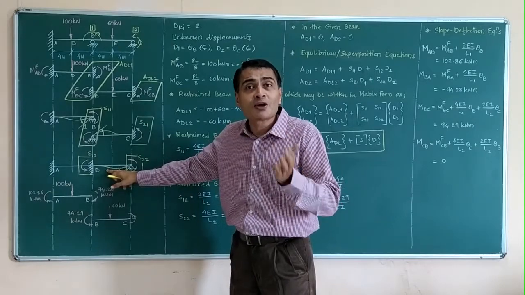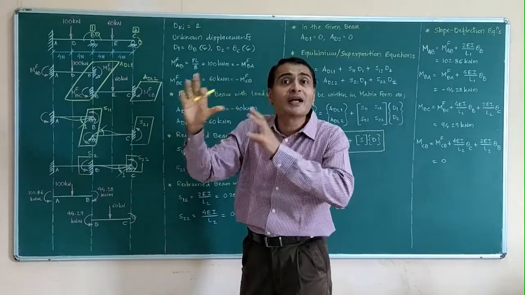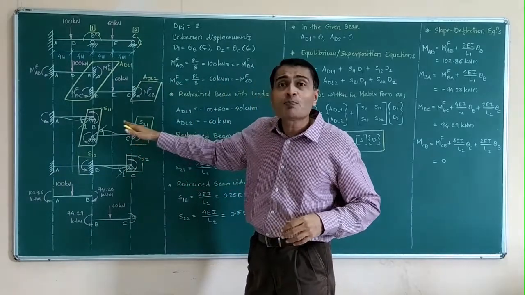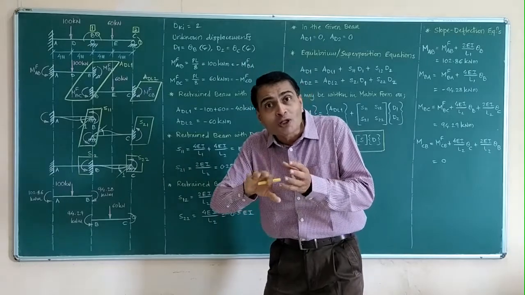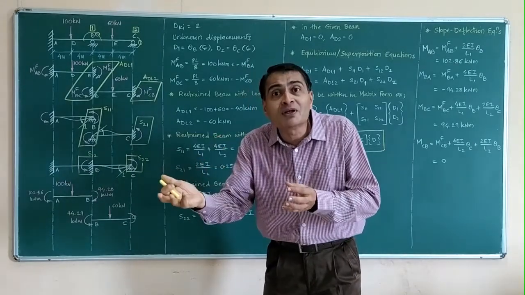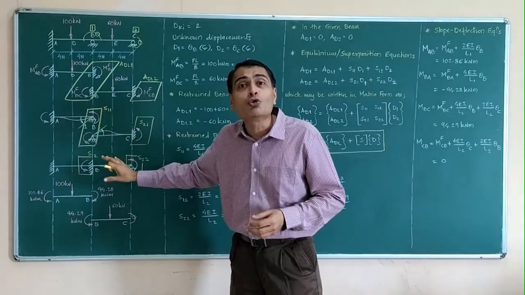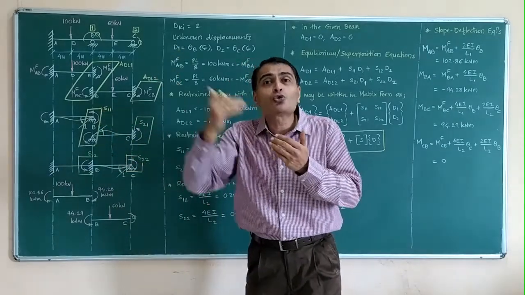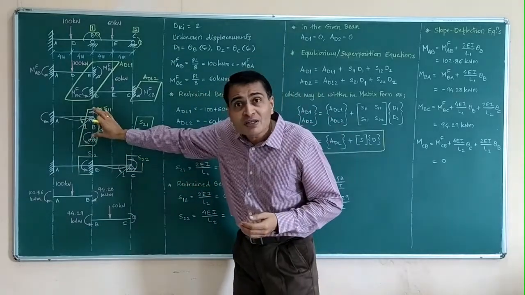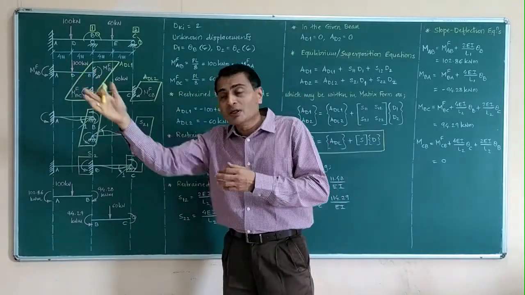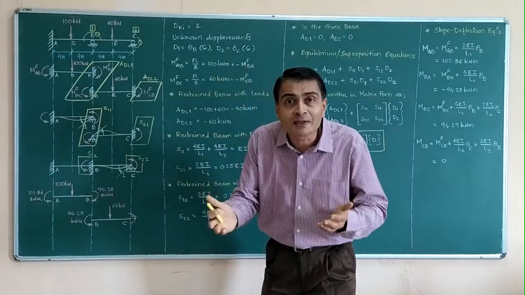Why into D1 and why into D2? Because original rotations are D1 and D2. We are not imposing D1 and D2, we are imposing 1. So to convert it to effect of D1, I have to write this into D1 and this into D2. I am raising it to that proportion, to that level. Effect for 1, then effect for D1. Effect for 1, then effect for D2, like that.